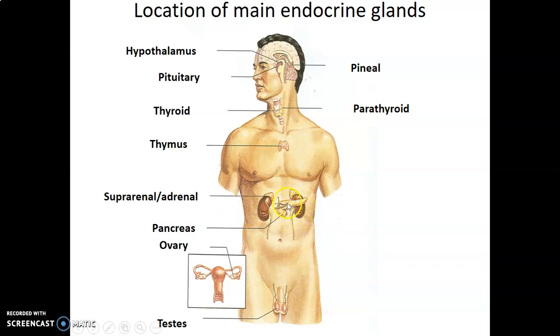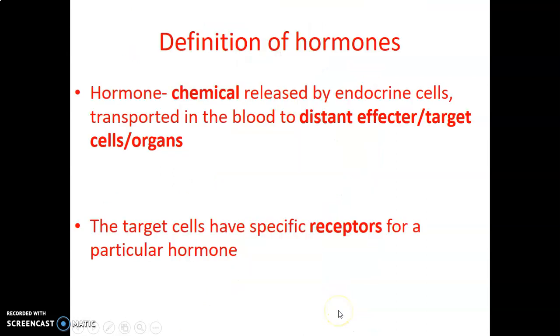Then you have the pancreas there, which is actually both exocrine and endocrine. The exocrine will release enzymes through the ducts, while the endocrine produces insulin, glucagon from the islets of Langerhans. Then in the pelvic region, you have ovaries in females, and in males, you have the testes lying in the scrotum.